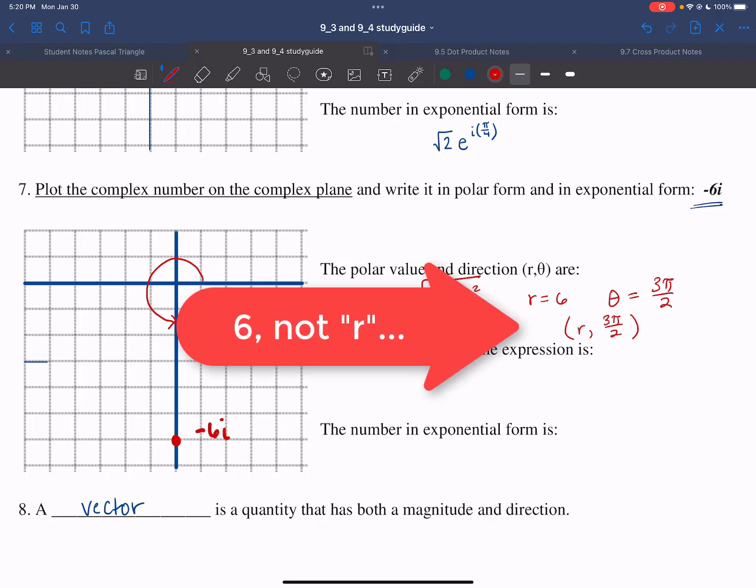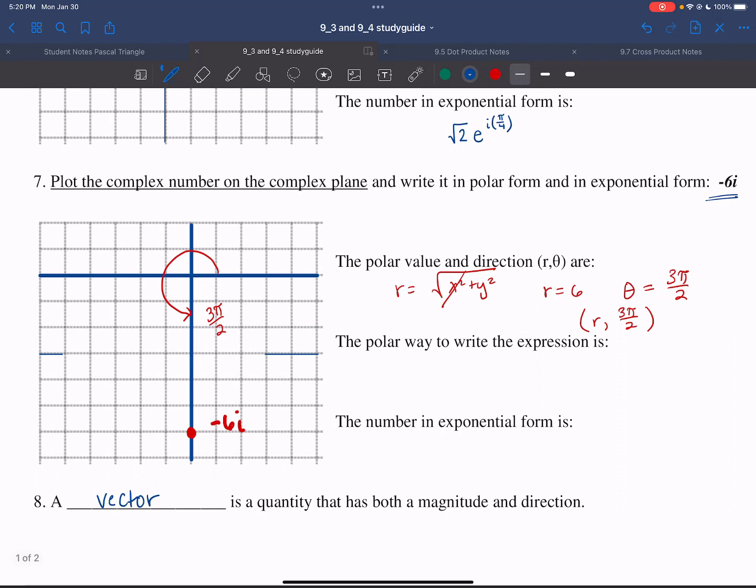And then the polar way to write the expression would be 6 cosine 3 pi over 2 plus i sine 3 pi over 2. The number in exponential form is going to be 6e to the i 3 pi over 2.